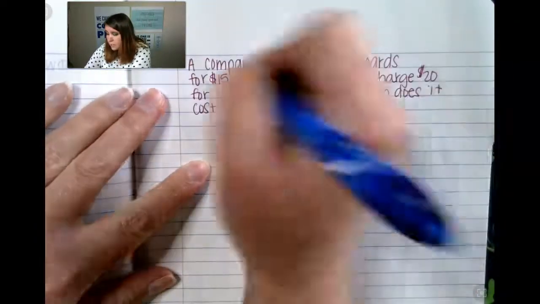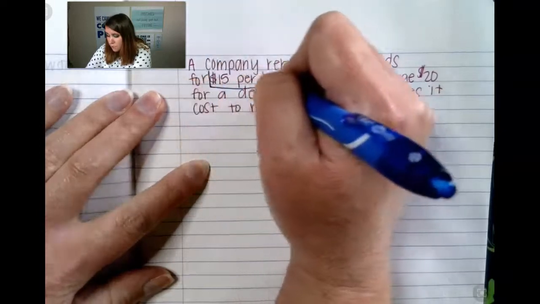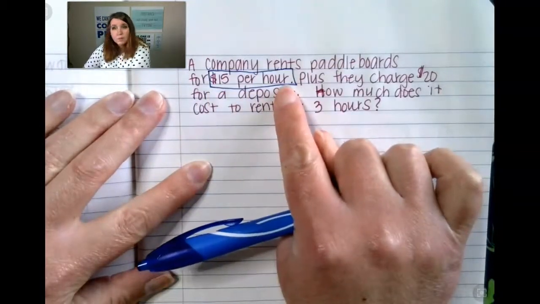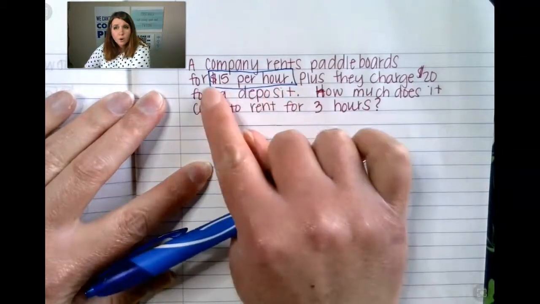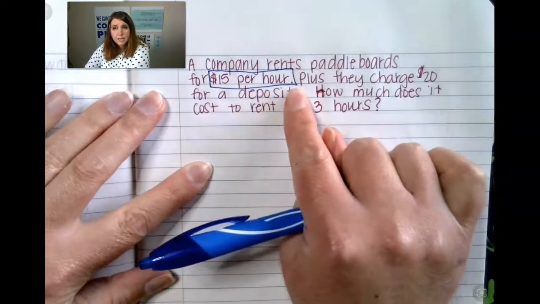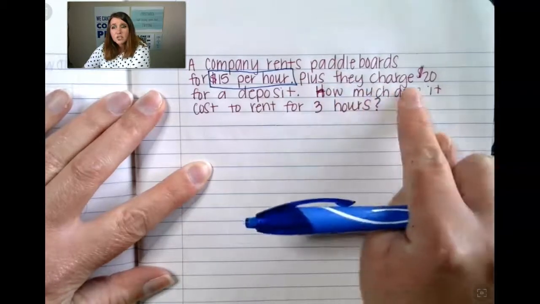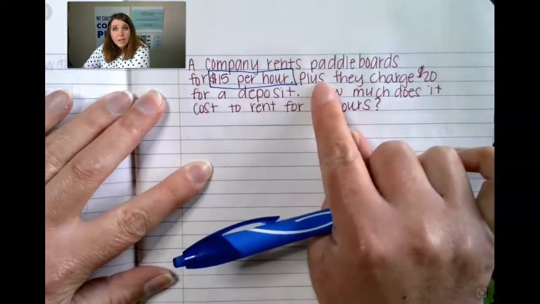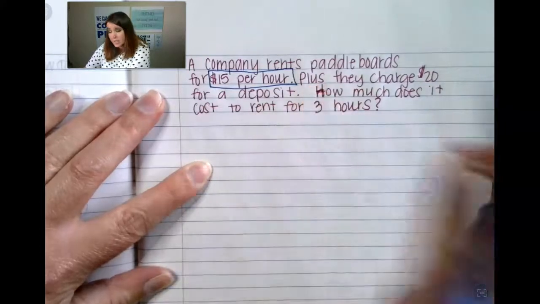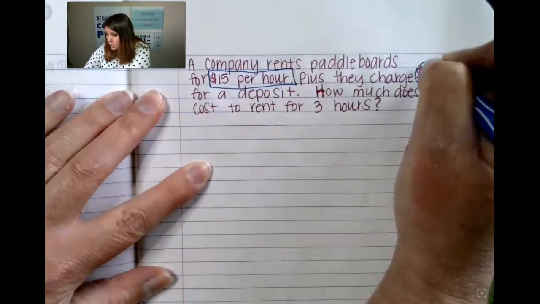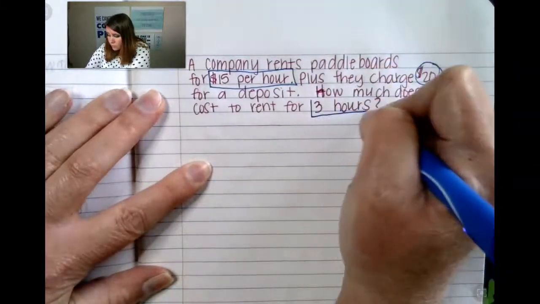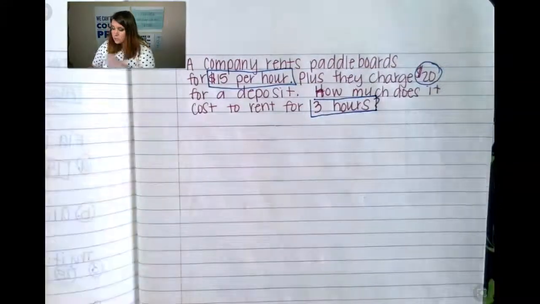A company rents paddle boards for $15 per hour. This is important because we don't know this, right? Okay, they charge $20 for a deposit, plus they're charging this. Okay, they're charging that $20, and we want to know how much is it for 3 hours.